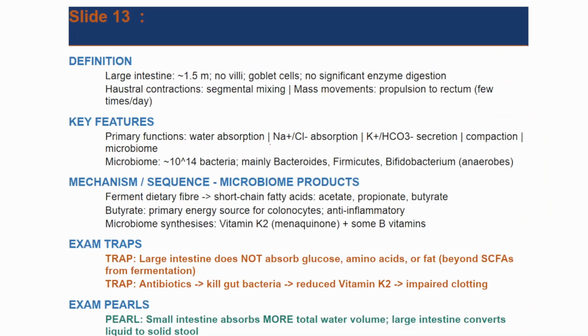The slide formally defines the large intestine as a muscular tube measuring 1.5 meters in length, structurally distinguished by having no villi, containing abundant goblet cells, and executing no significant enzyme digestion. Next, let's explore how this muscular tube physically moves content along its length.